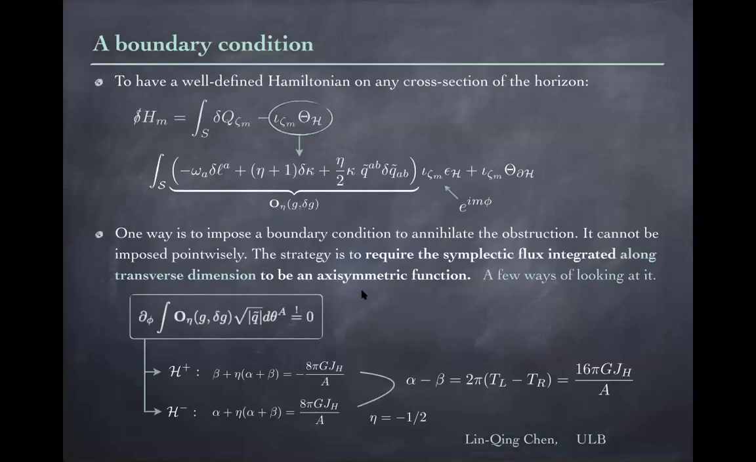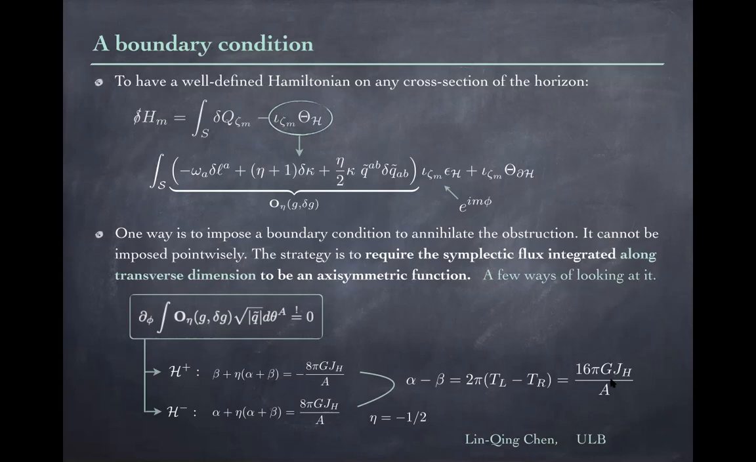And so if we impose such a boundary condition to require the symplectic flux to be an axisymmetric function on the future and the past horizon, it will be imposed as the following condition. When it is satisfied at the same time, strangely, it determines that the boundary term of the Lagrangian we need to add has the following coefficient. And it also confines the alpha beta to relate with the spin and the area of the horizon.